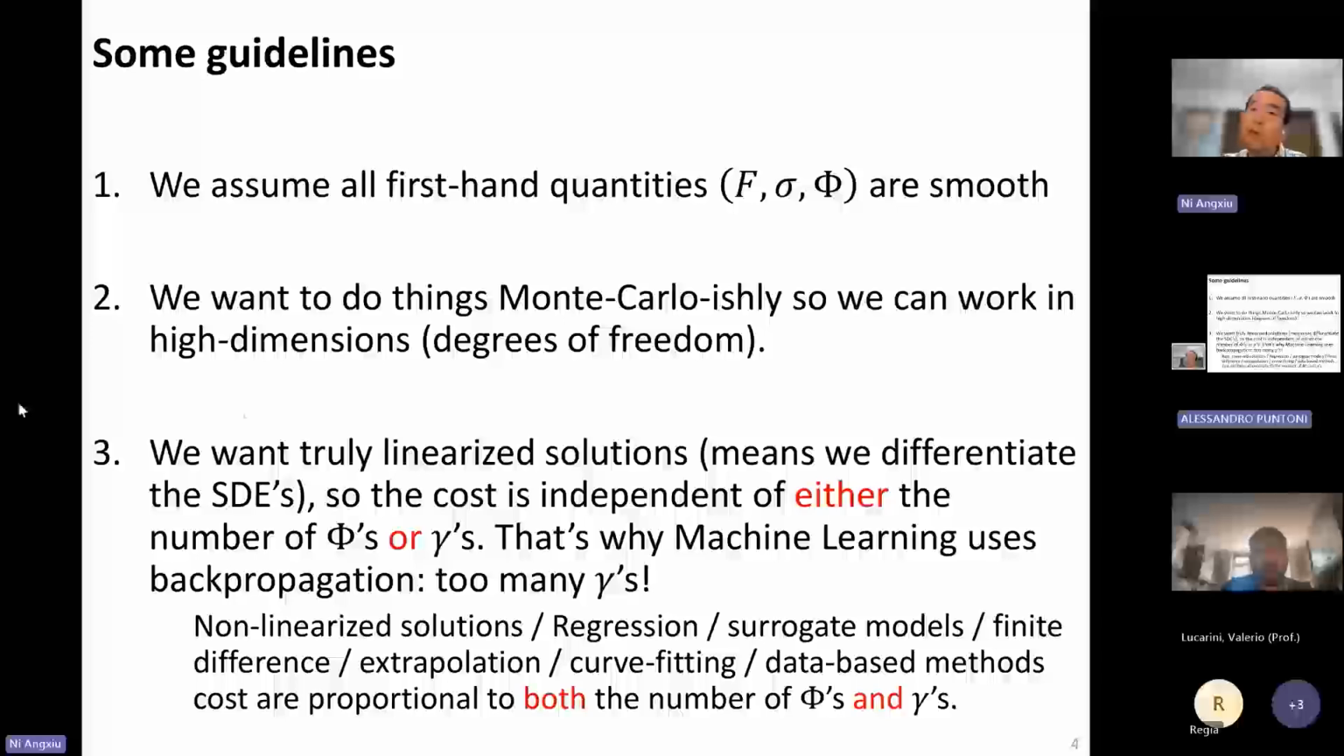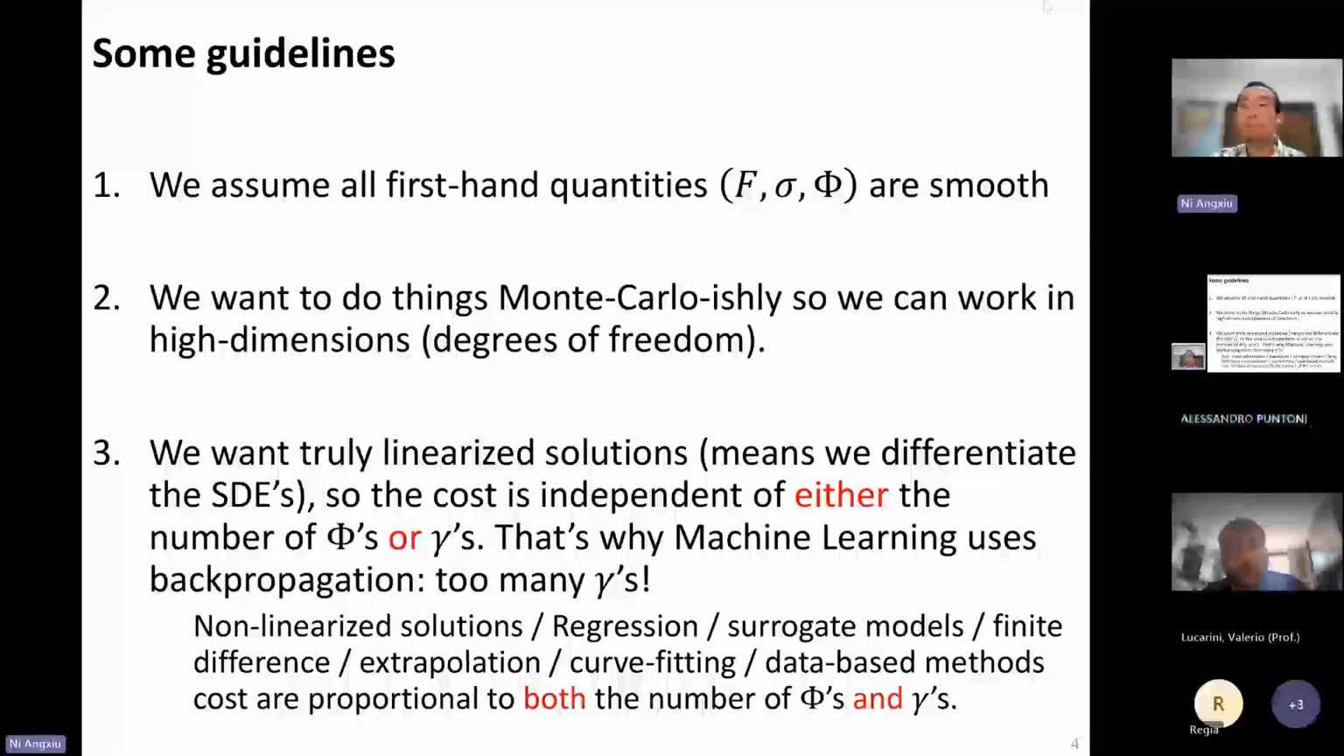And I'll state some guidelines which restrict the scope of our work. First, we assume that all of the first-hand quantities, such as the drift, the diffusion, and the observable functions, are all smooth enough. Okay. And the second restriction is that we want to consider things that can work in high dimension, because typically for a dynamical system, the dimension is proportional to the degrees of freedom in your system, and that is typically a very large number. So whatever we work out, we want it to work in high dimensions. And this typically requires us to do things Monte Carlo-ish. This means that we compute a few sample paths, we do some computations on each of the sample paths, and then we average all of the paths.